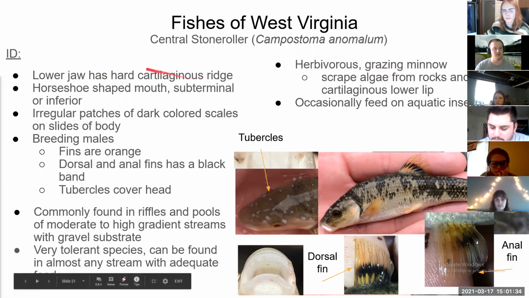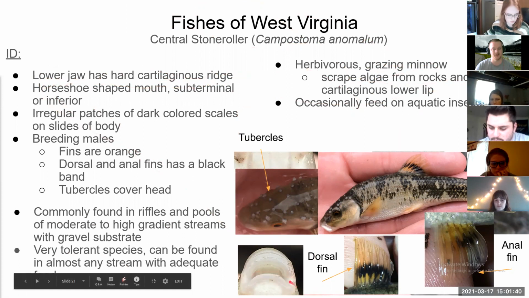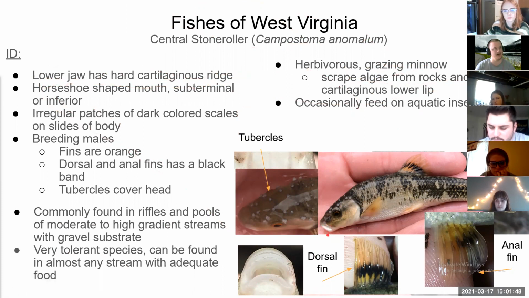So that is also the first ID characteristic here. It's kind of horseshoe shaped, you might notice. So it kind of curves like this. And it's inferior or subterminal. So you can see kind of in this picture, it's pointing down, right? And that's again because they're feeding kind of off bottom surfaces. Occasionally they may feed on insects, but mainly they're feeding on algae.